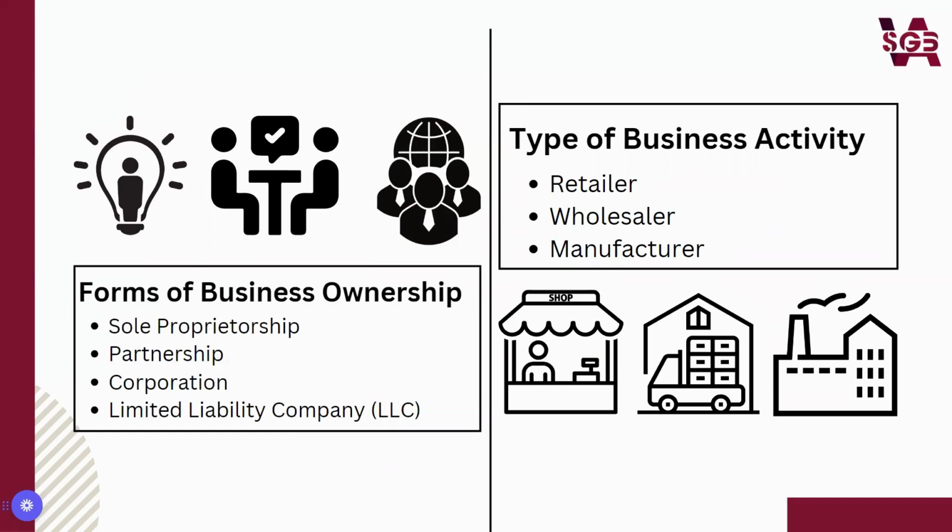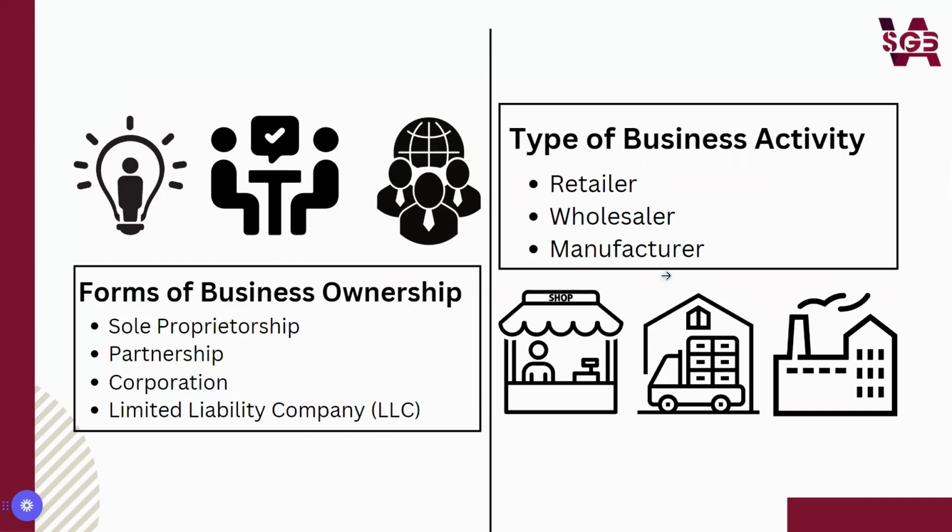For corporation, there is a group of people who own the company and they own the company through shares and stocks. And for limited liability company, this is the same as partnership and corporation. However, as the name suggests, they have limited liability to their creditors, loans, and other stakeholders.